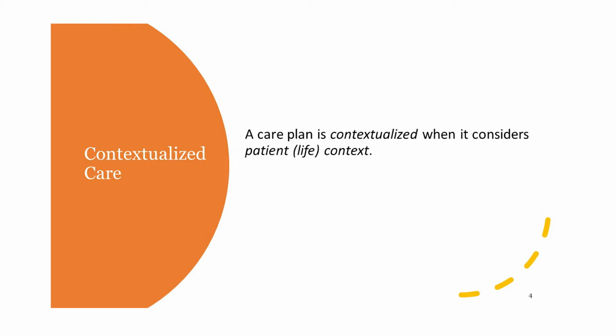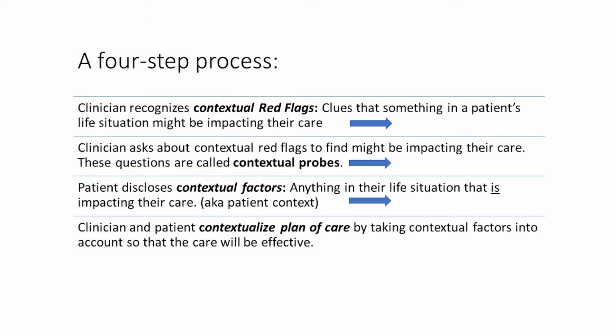And this slide is taken from video number 2, which has more details. In brief, contextualizing care is a 4-step process. First, it begins with the clinician recognizing contextual red flags, and these are clues that something in a patient's life situation might be impacting their care. Then, second, the clinician, upon noticing a contextual red flag or flags, asks about them to find out what might be impacting the patient's ability to manage their care.